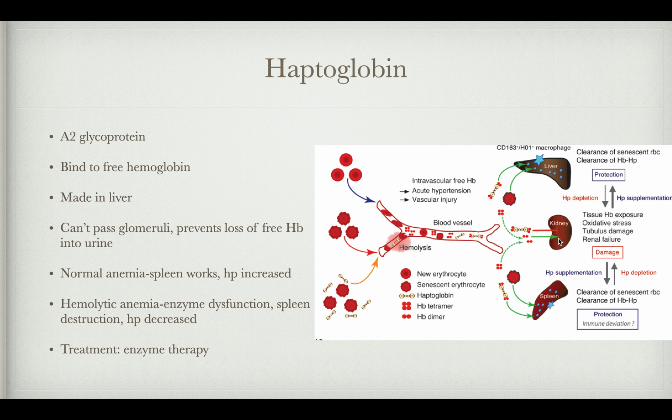So what happens when things are defective? In normal anemia, the spleen works, and erythrocytes are degraded in the cell.